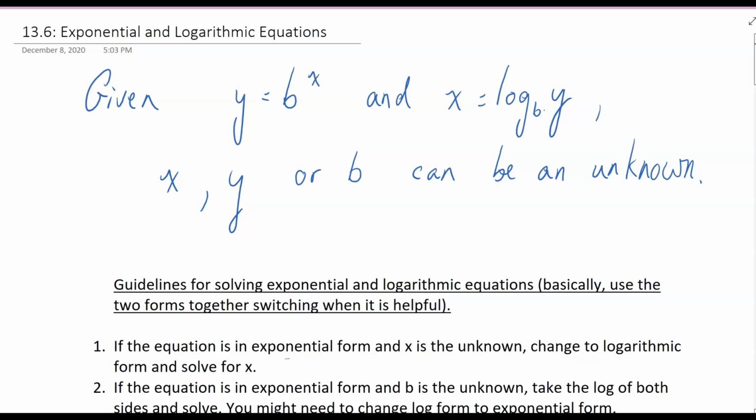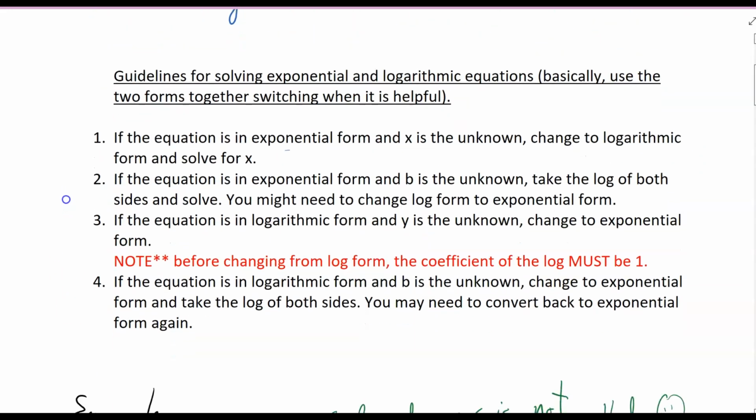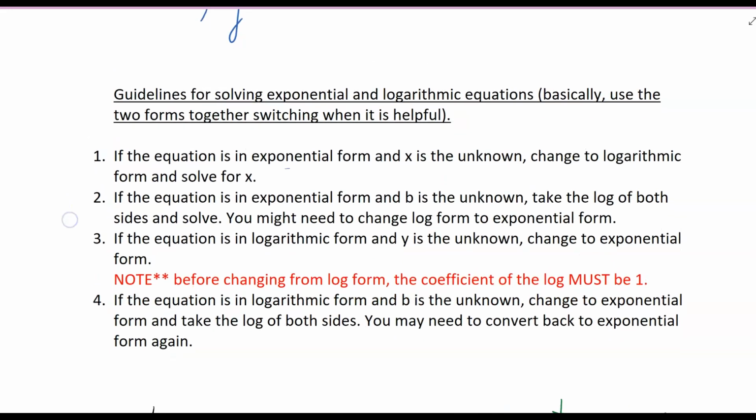And here are some guidelines that you can jot down. If you want to pause the video and write down these guidelines, that would be a good idea. So, guidelines for solving exponential and logarithmic equations. Basically, use the two forms together, switching when it is helpful.